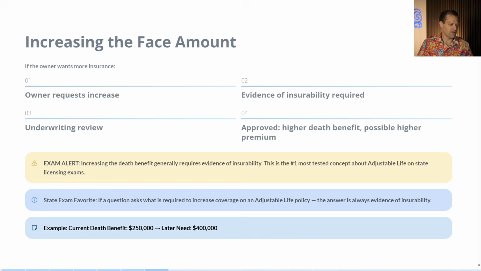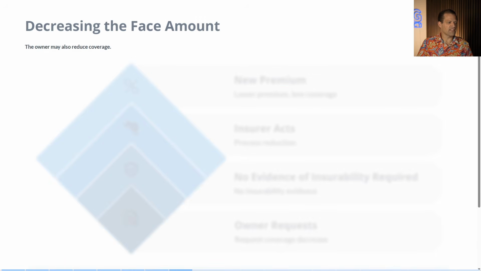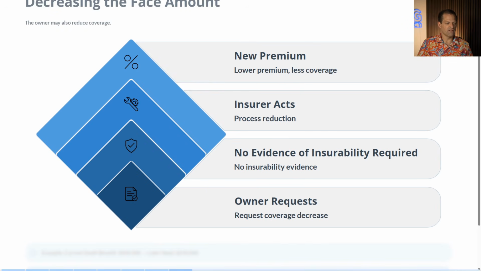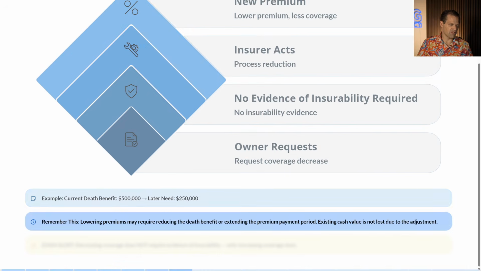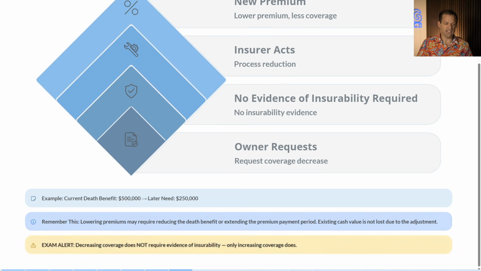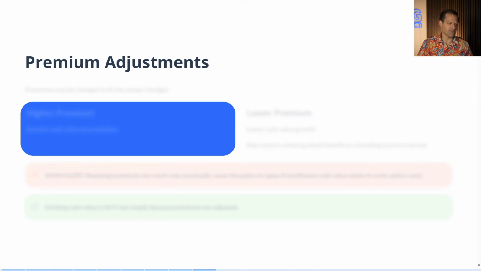Okay. All right. So decreasing the face amount, you can do that too. That lowers the premium. You get less coverage. The insurer acts to process a reduction. No evidence of insurability is necessary. And then you get less coverage. Okay. So you can always lower it, and it may reduce the death benefit or extend the premium payment period. So existing cash values do not change during the adjustment, and evidence of insurability isn't required either.